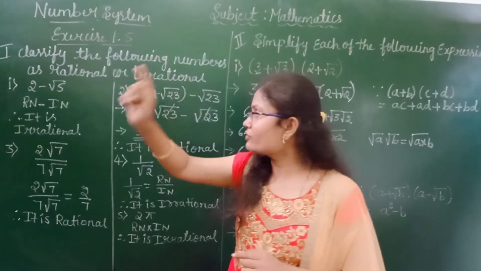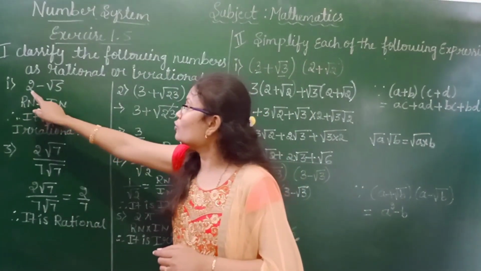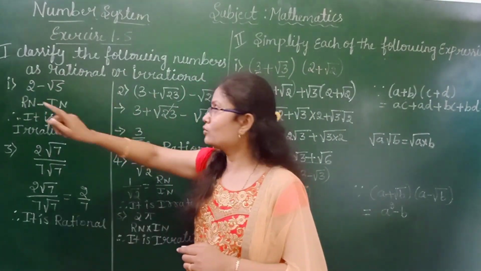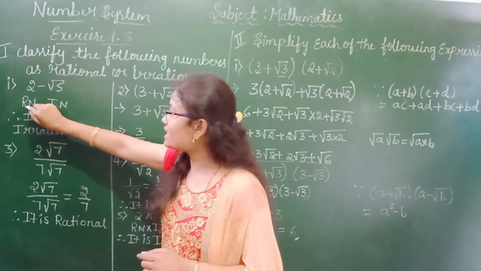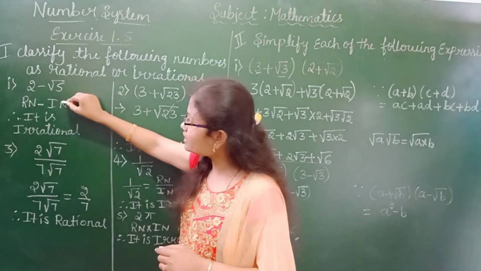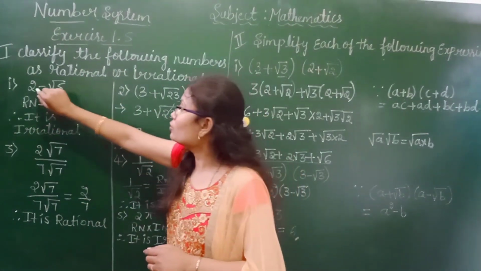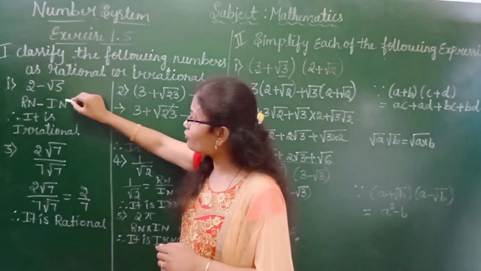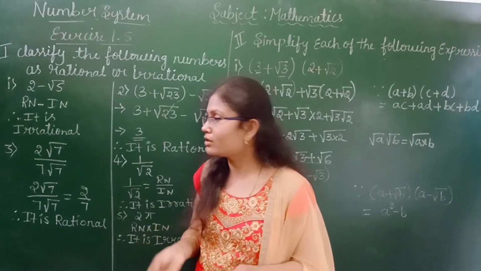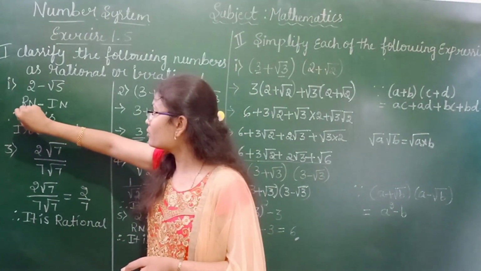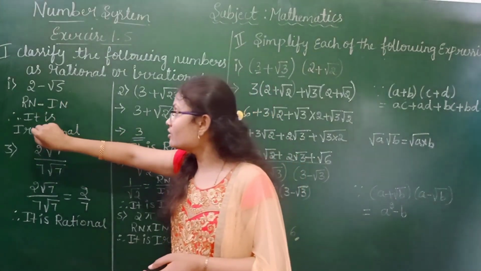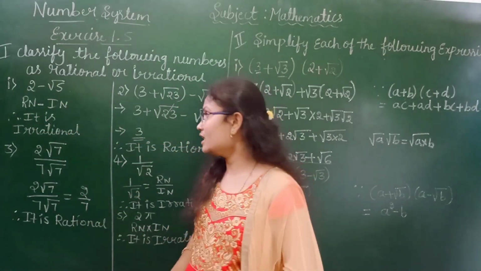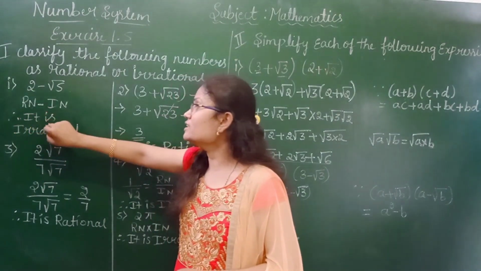Now you can see in the first question they have given 2 minus root 5. Here we know that 2 is a rational number and root 5 is an irrational number. Obviously, when you perform a fundamental operation between a rational and an irrational number, the result is an irrational number. Therefore it is irrational.